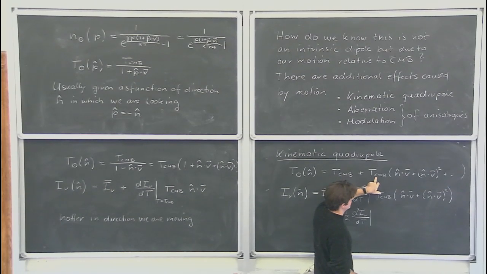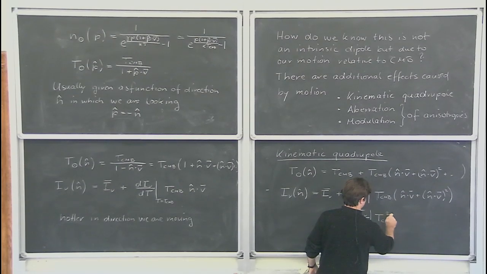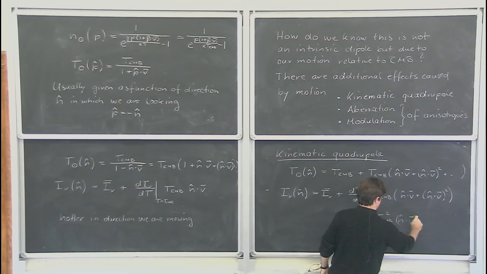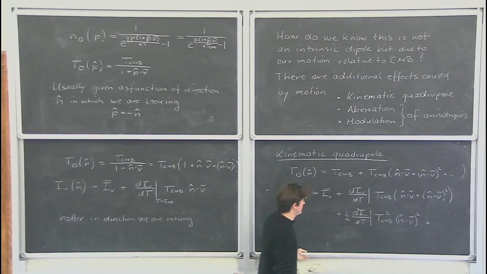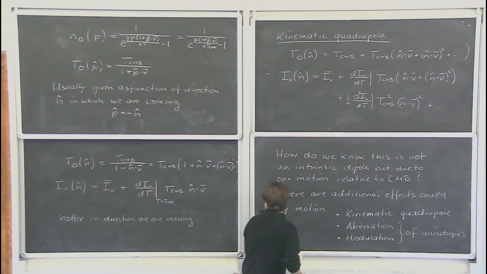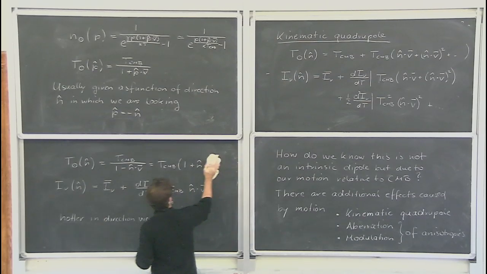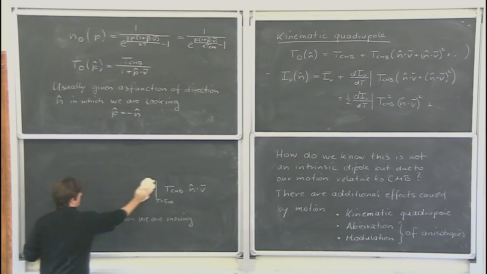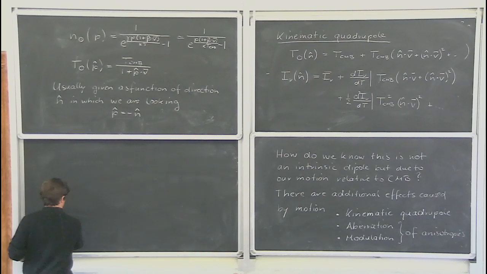And if we're working to second order in velocities, all we get is T_CMB squared times that thing squared, n hat dot V squared, and then plus dot dot dot. So these are terms of higher order in these. And we can group these. So we can group these guys.